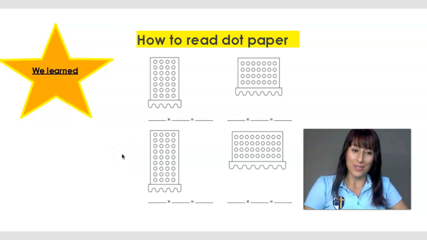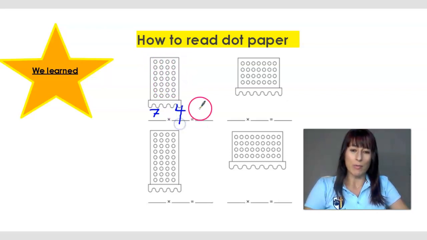So, are you ready now to get a star for every skill that you learned? Okay, the first star goes for that we learned how to read a dot paper. So let's show it off. We know that dot paper has groups and how many in each. The groups are the columns and how many in each are the rows. Here, what I read first is the groups. So I'm going to count 1, 2, 3, 4, 5, 6, 7. So I'm going to put 7 multiplied by the number of rows. And I have 4 rows.